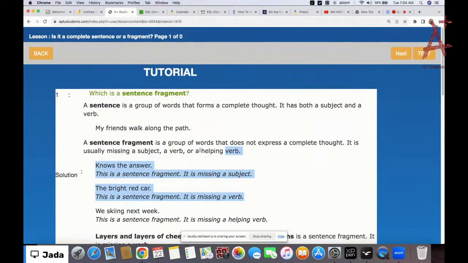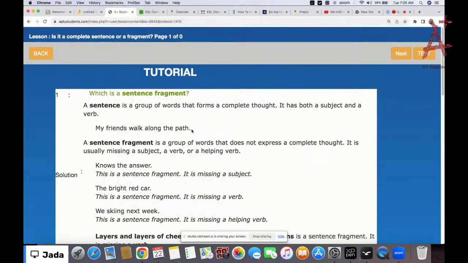For example, we have: knows the answer. Well, who knows the answer? We have no idea who knows the answer. It just says knows the answer. So this is a fragment. It is missing a subject. If you want to correct this, you'd say she knows the answer or he knows the answer. That means you've added a subject, making it a complete sentence.